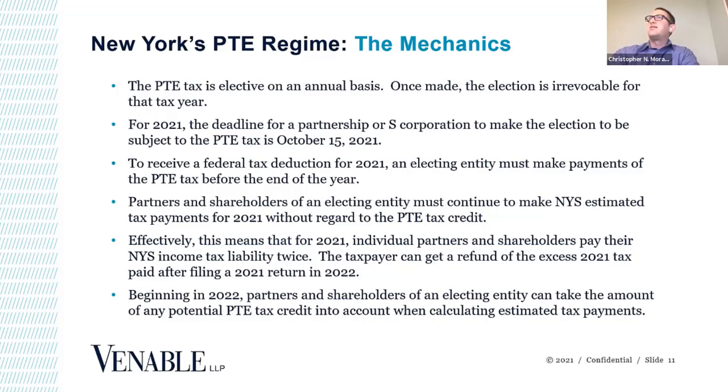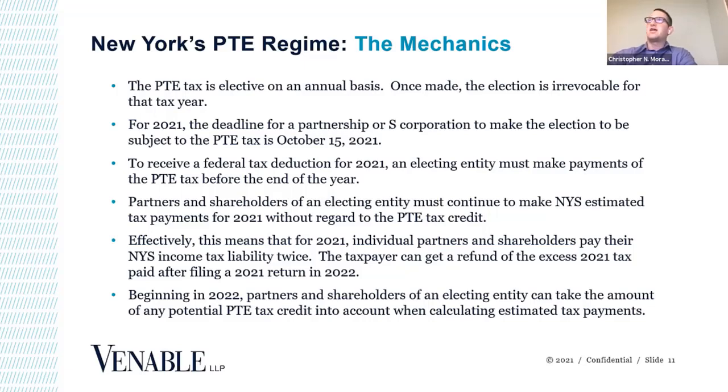So it's elective on an annual basis. So each year you can make a year-by-year election. If you make it in 2021, you don't have to make it in 2022. But once you make it in 2021 or 2022, you can't revoke it for that year. So making the election triggers an obligation to make estimated tax payments. In 2021, the deadline to make the election is October 15th. So that's a little more than 3 weeks to make the election.